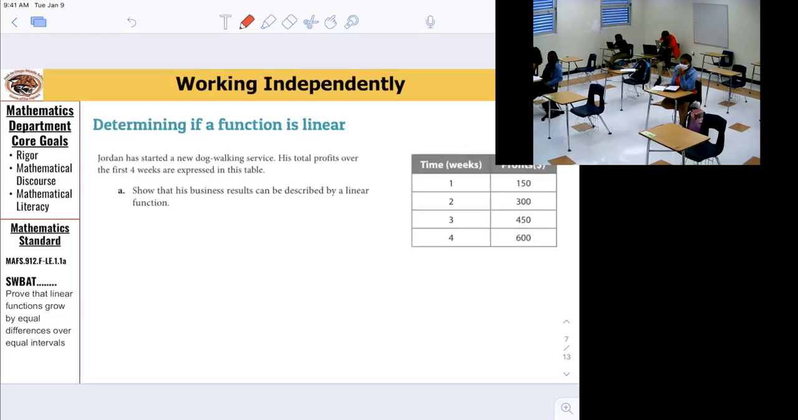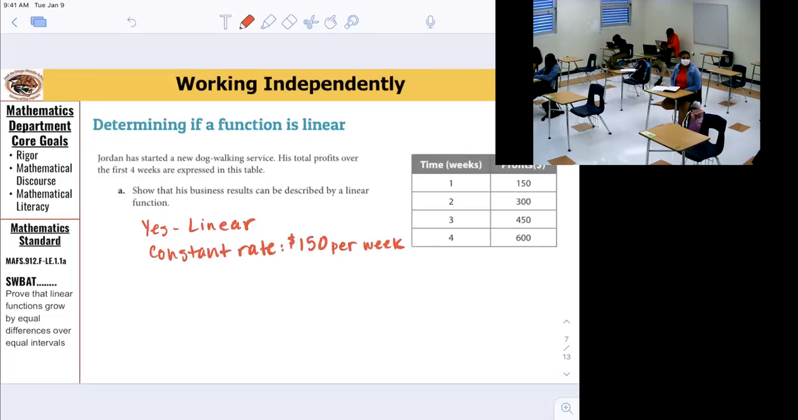All right, so I think everybody agrees. Is this linear? Yes, this is linear. Good. Since it's linear, what is my constant rate? 150. Good. My constant rate is 150. And can anyone tell me the units? Profits per week. Profit is measured using what? Dollars. Yeah. So $150 per week. Nice.